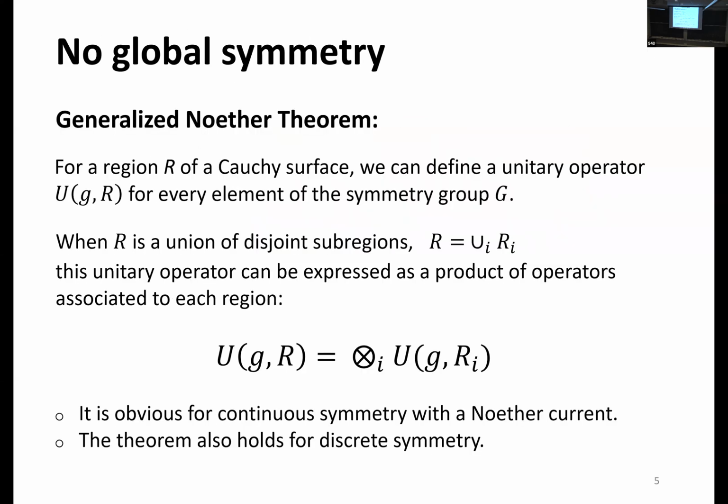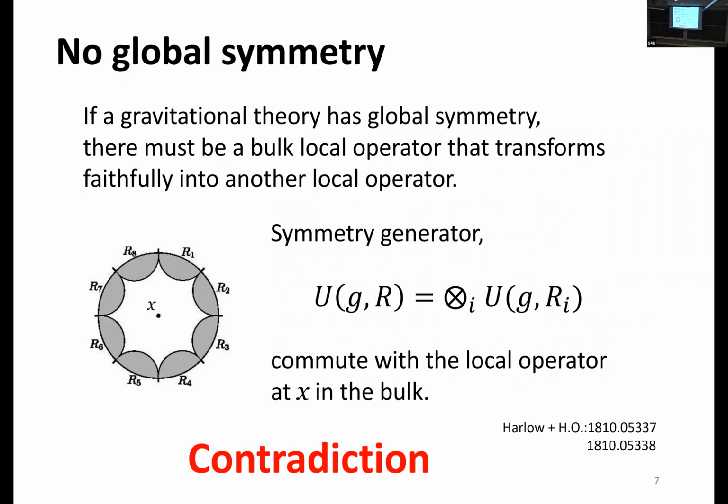And the problem with global symmetry is that because you have this kind of product property, this unitary operator cannot create non-trivial entanglement between regions. The symmetry operator acts pointwise on the boundary because of this Noether property. So therefore, it cannot create non-trivial entanglement between different regions in the boundary space. That's why it doesn't act on this local operator. So that's sort of the idea.